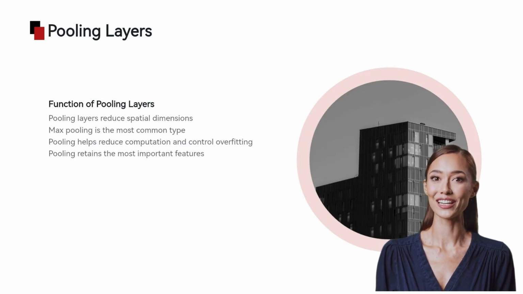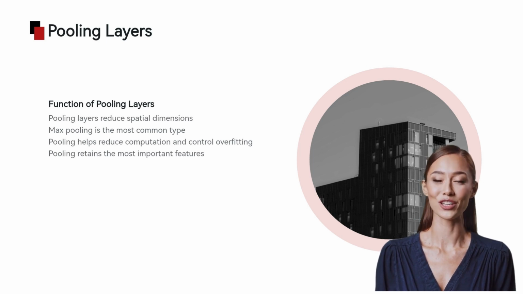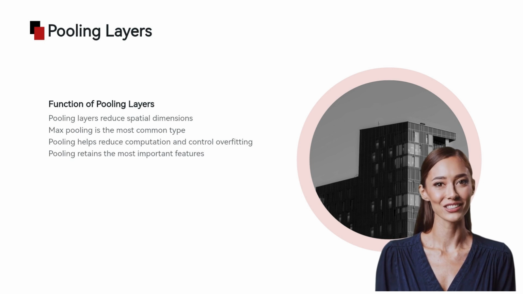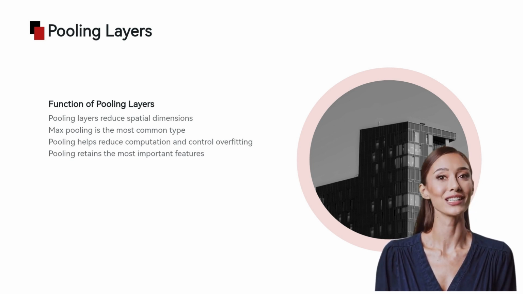Pooling layers are an essential part of CNNs because they reduce the spatial dimensions of the feature maps, making the network computationally efficient. The pooling operation involves sliding a small window over the feature map and selecting a summary statistic from the values inside the window. The most common form of pooling is max pooling, where the maximum value in the window is selected.